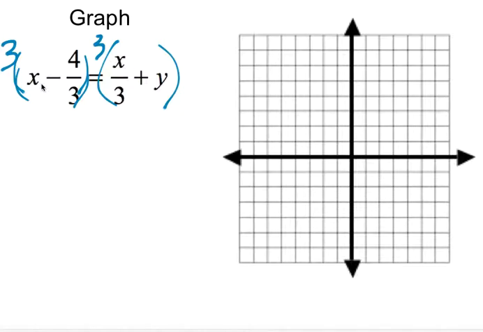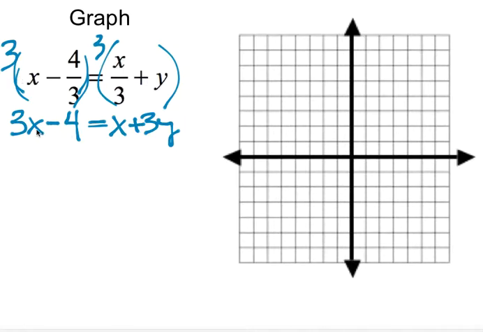So I would have 3 times x, which would just be 3x, and then minus 3 times 4 thirds, where the 3's would cancel and I would just have 4. And on the right side I do the same thing. 3 times x over 3, the 3's would cancel, I just have x, plus 3 times y, which is 3y. And now I'm working with a much easier equation than the original, and it's the same thing, right? I just multiply both sides by 3, so it's balanced, so it's still equivalent.